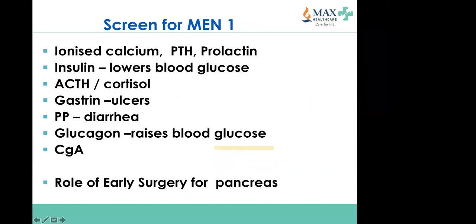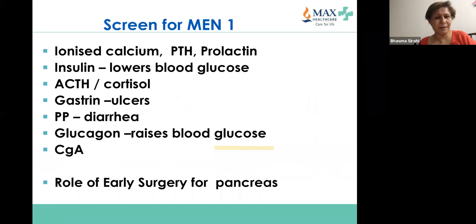Very briefly, just one slide on MEN, multiple endocrine neoplasia type 1. It's the 3 Ps: parathyroid, pituitary, and pancreas. So if you have a patient who has a family history, or who presents with a pancreatic neuroendocrine tumor, I think it's very important to do a simple calcium level and blood glucose level, which will actually show you whether there is a possibility of another tumor as well. And then you can go down and do the other levels of tests.